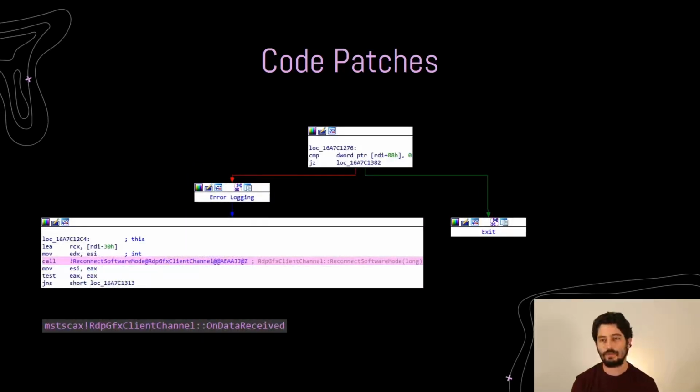First, we will talk about code patches. Code patches are simply avoiding these paths in the code that are bad for us, that terminate the connection. This is an example from the graphics channel. What you can see here is that it checks some condition, and according to that condition, it either exits the process, or it logs the error and reconnects and tries again. And what we did is we patched the conditions so it will always choose the path of logging and reconnecting, so it would never terminate at this point.